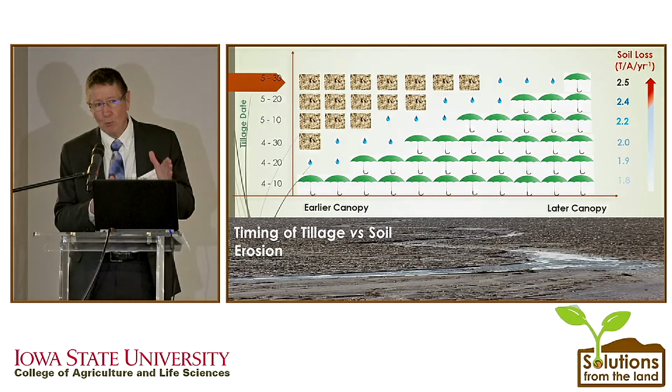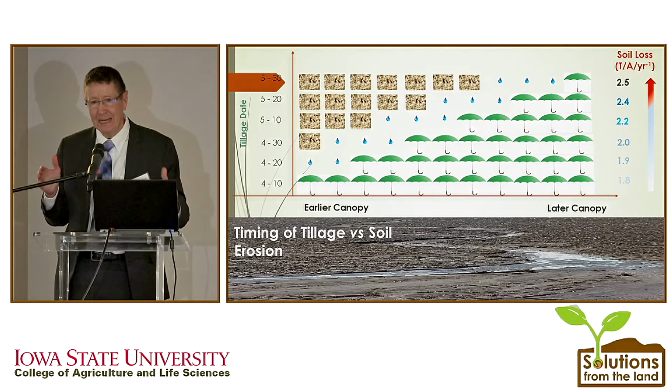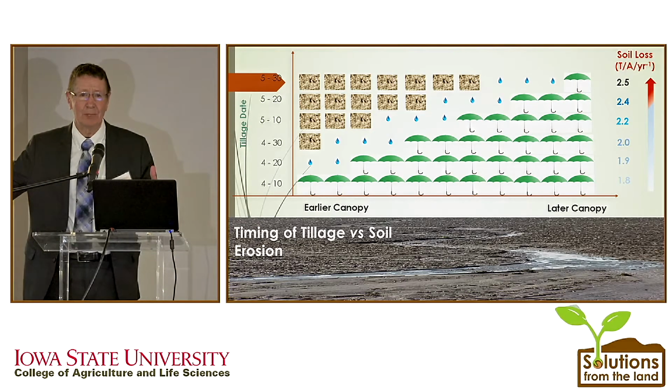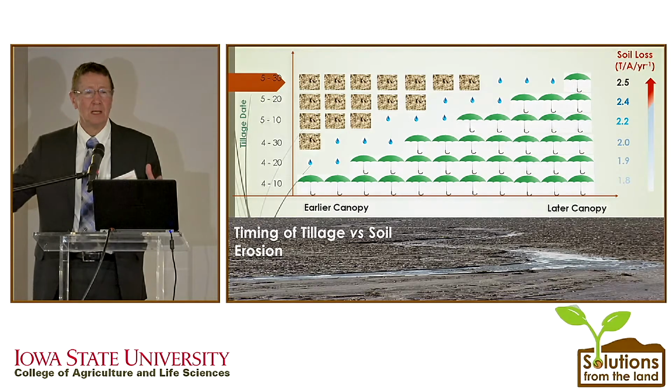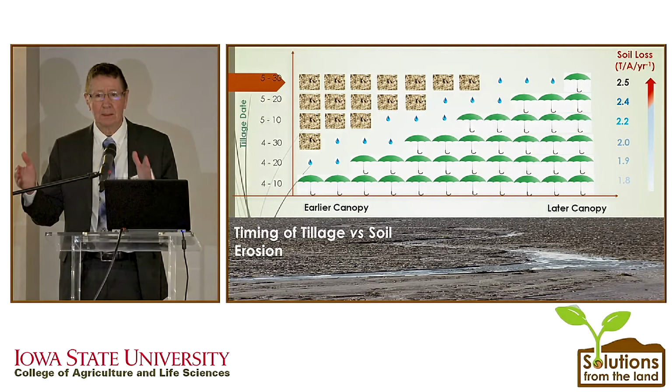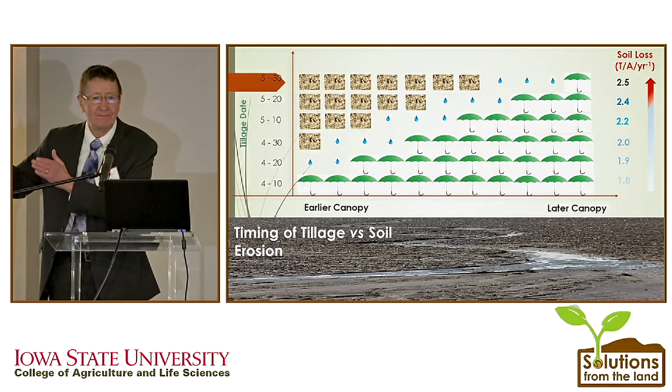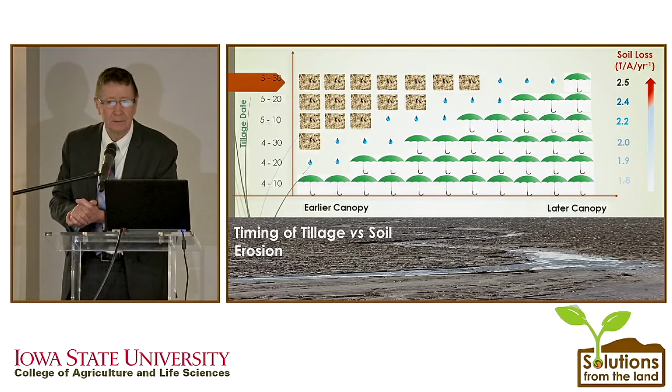So there's a time when we're soil vulnerable. That is between the time we disturb the residue and when canopy closure occurs. The later we plant, the later in the season does that vulnerable period exist.